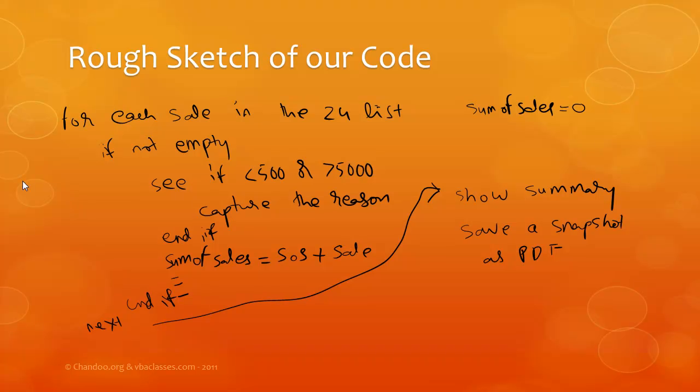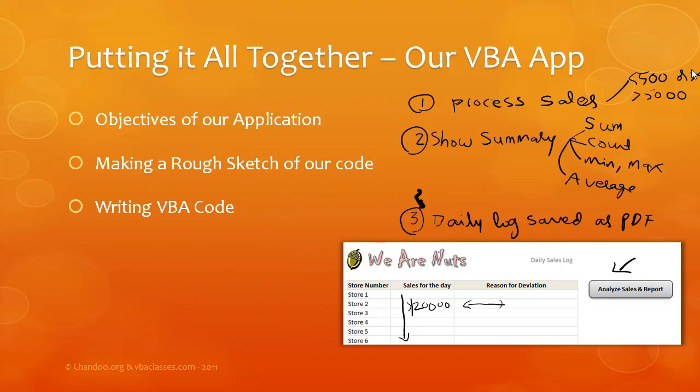While in our list of objectives we just said process sales, show summary, daily log saved as PDF, there is one more thing. If we operated at least one store, then only we need to do this. If on a particular day all the store data is empty, that is you didn't enter anything but you clicked this button, then we don't have to do any of these things, right? We can just quit doing any of these and come out, right? That is another hidden objective that is not openly said here, but it is still there.